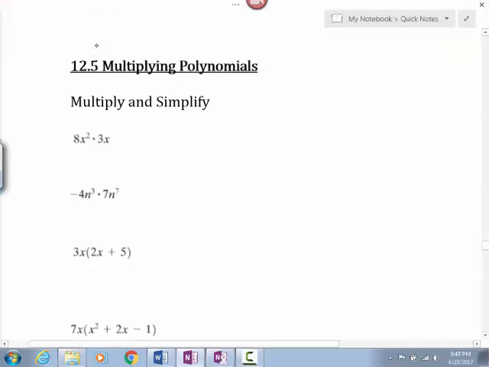Section 12.5 is multiplying polynomials. And the directions here just say to multiply and simplify. So we'll go ahead and do that here with the first problem. We're going to multiply our numbers in front. 8 times 3 is 24.